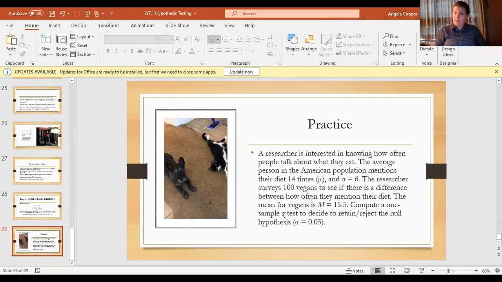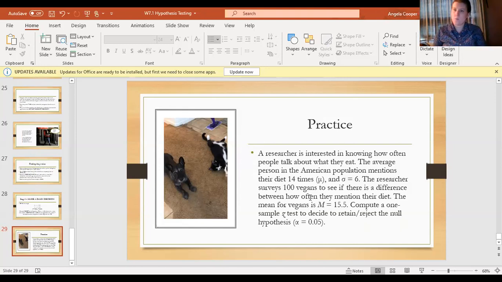Okay. Step 3, calculating the test statistic. Now, I also like to write the formulas down to keep them handy, because once I write down all the information from the problem, so I have my population mean, my population standard deviation, my sample size, my sample mean, I have all the information I need to fill out this equation. That's why I like to do that. Keeps it easier on me.